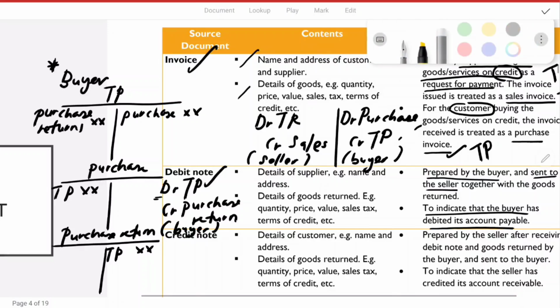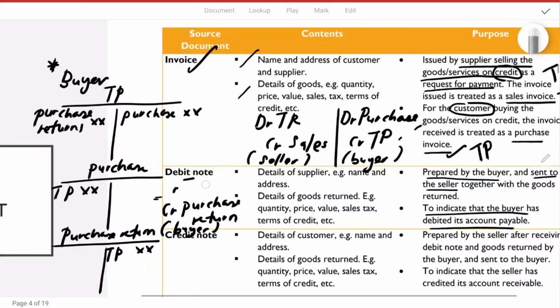So I'm going to erase this one. If you need to refer again, you just go back to this explanation.